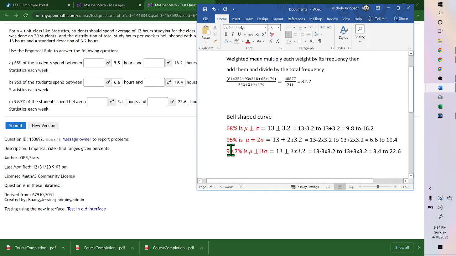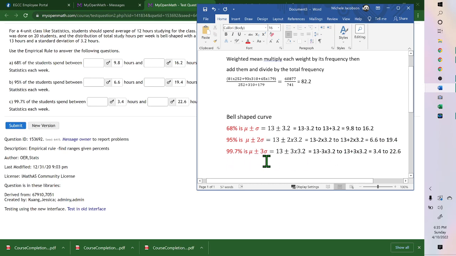And then 95%, it's 2 standard deviations, so you have to take the 3.2 and multiply by 2. So it's 13 minus 2 times 3.2 and 13 plus 2 times 3.2. So 95% of our data would be between these two because it spreads out evenly. And think of the units as our 3.2.